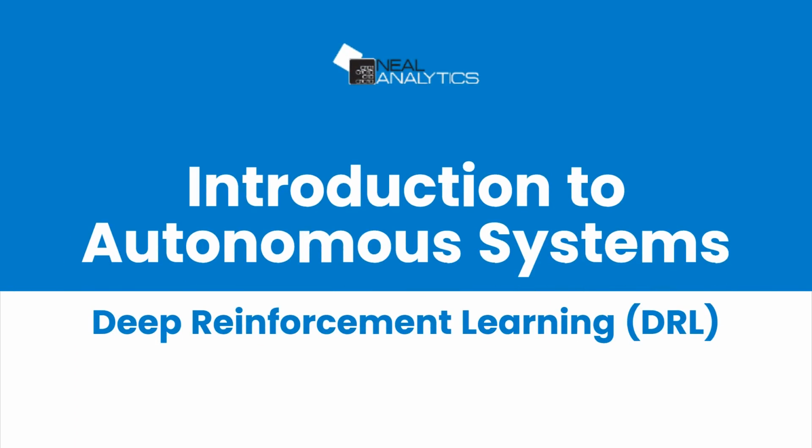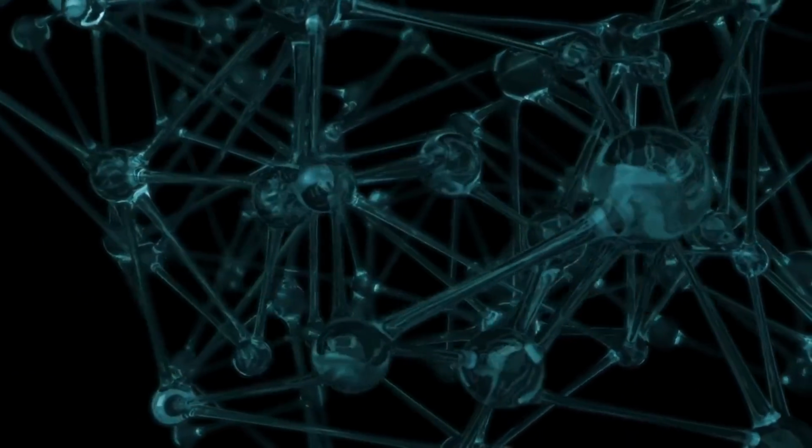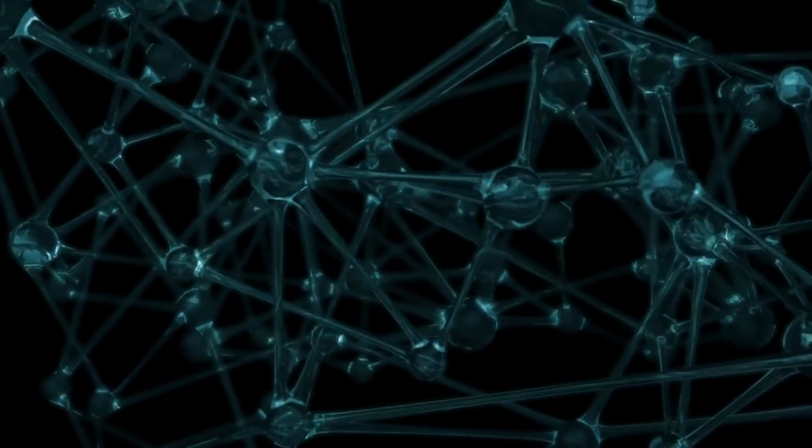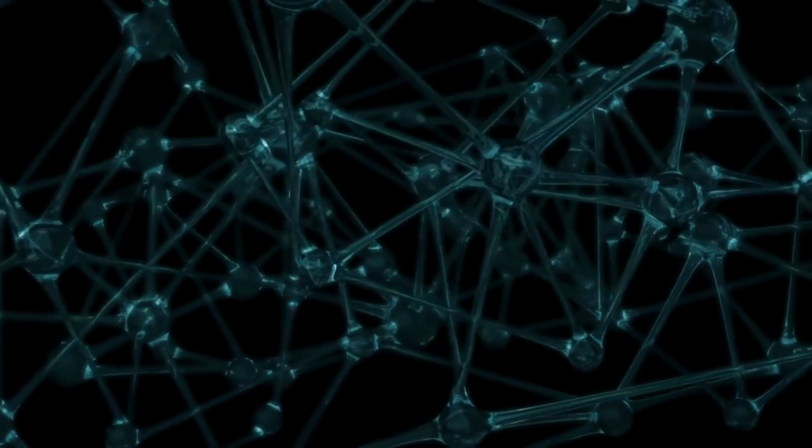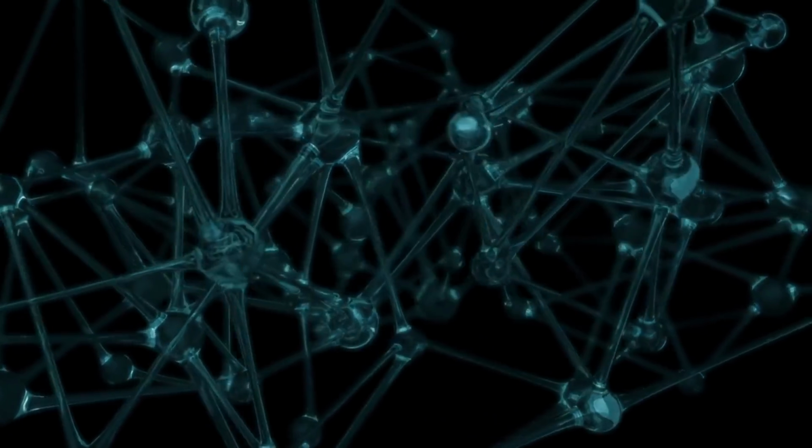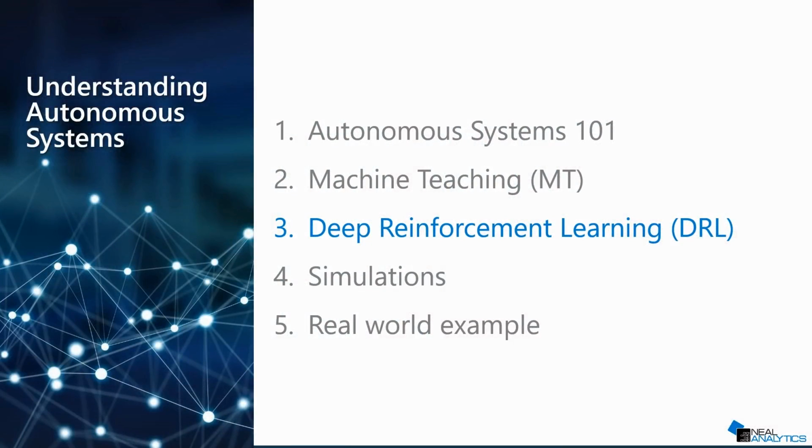In this video, we will review at a high level the key concepts behind deep reinforcement learning. This video is part of a 5-part series on autonomous systems. Please refer to the links in the comments section of this video for direct access to the other parts.